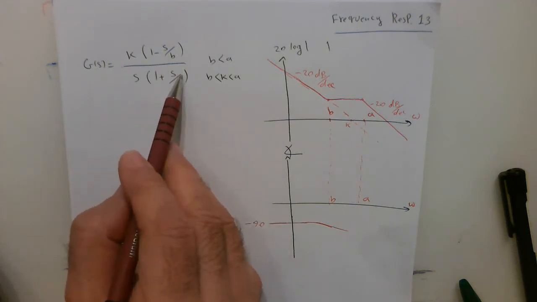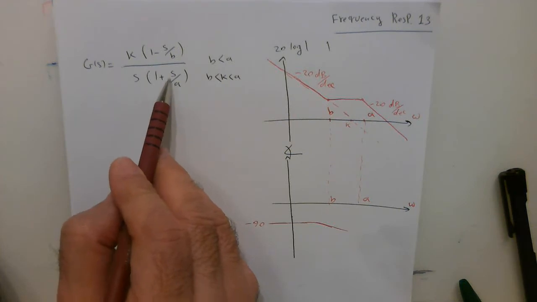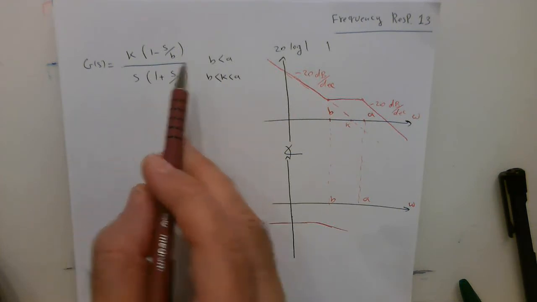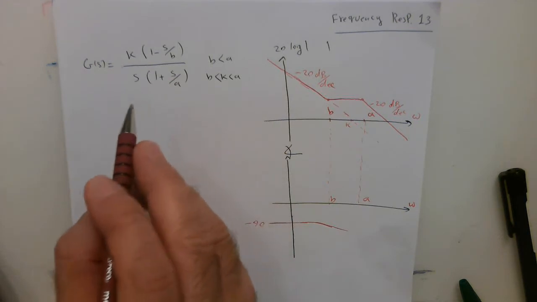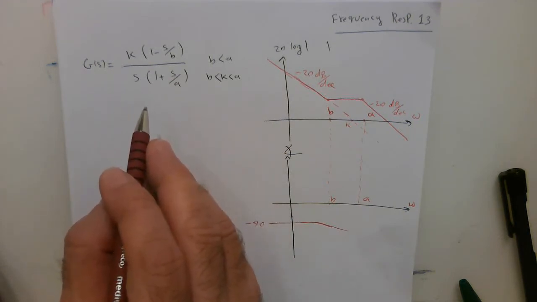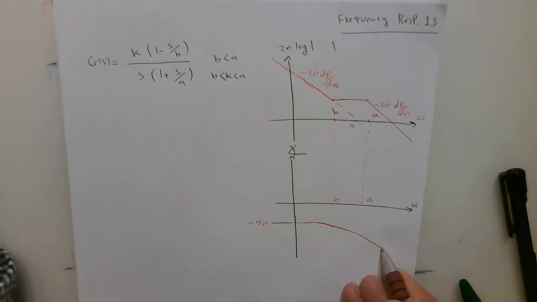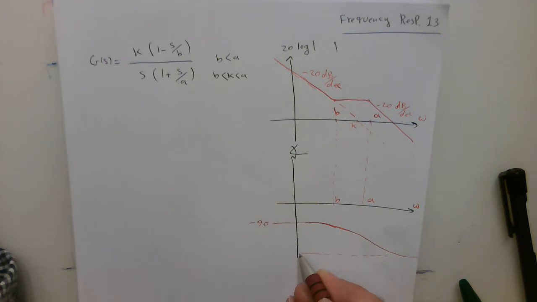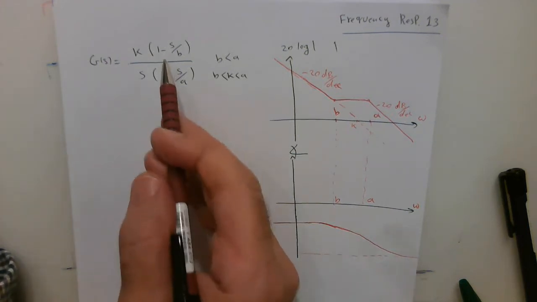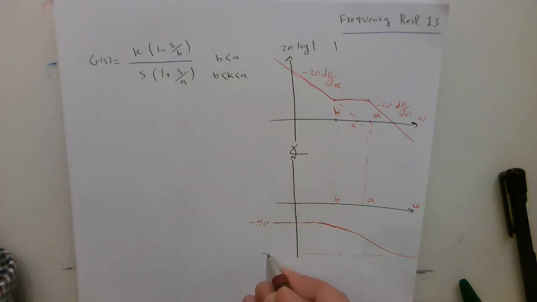But because we have another pole at s equal a, or omega equal a, the phase goes another 90 degrees further down. So it will go down to minus 90, then another minus 90 for the 0 and another minus 90 for the pole, so it would be minus 270 degrees. So this is the behavior of the phase, and then we also had the behavior of the magnitude.